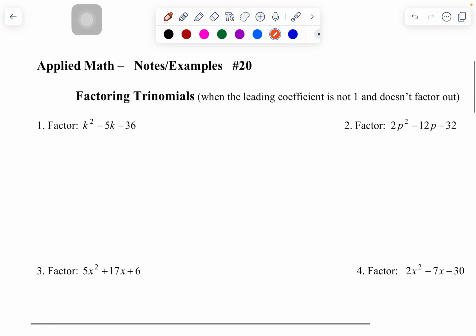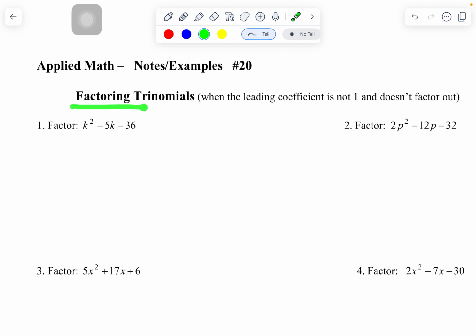If you read the little description up at the top here, it says factoring trinomials when the leading coefficient, so it's going to be your first number, is not 1, okay, and it doesn't factor out. So problem number 3 and problem number 4 are going to fit that pattern. I'm actually going to do this video using guess and check to factor 3 and 4. I will make a separate video showing the AC method or advanced factoring for 3 and 4. You pick your method. I don't really care, okay?